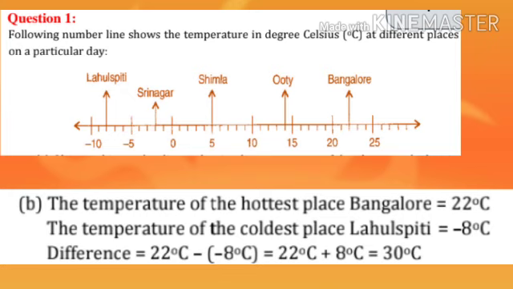The difference between the hottest place and the coldest place, which means Bangalore and Lahulspadi, we can take as 22 degrees Celsius minus of minus 8 degrees Celsius. Here one is a positive integer and the other is a negative integer. Now we can apply the rule of subtraction. Write 22 degrees Celsius as it is. Then take the opposite sign of minus. Afterwards take the additive inverse of minus 8 degrees Celsius to compensate for the opposite sign, which gives 22 degrees Celsius plus 8 degrees Celsius. If we add these two, we will get 30 degrees Celsius.